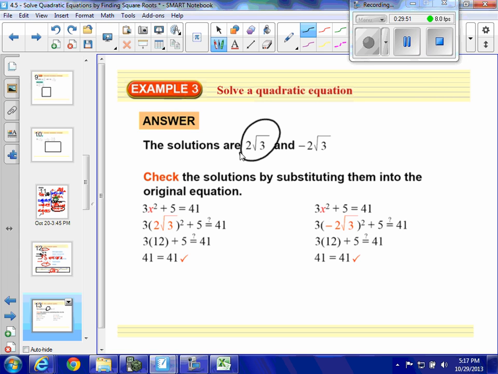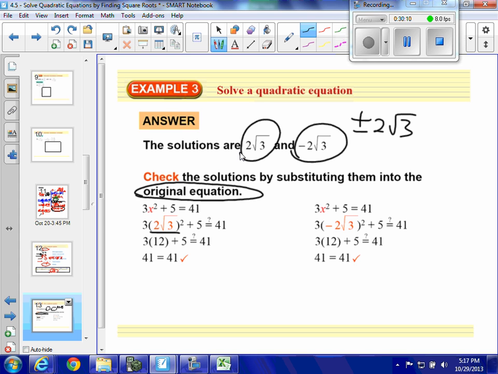So I got my answer of 2 radical 3 and minus 2 radical 3. That's the same thing as plus or minus 2 radical 3. And so I have two answers. Plus or minus really indicates two separate answers. So I should go back to my original equation, and I should check the answers. I'm going to say 2 radical 3 for x there, and negative 2 radical 3 for x there.